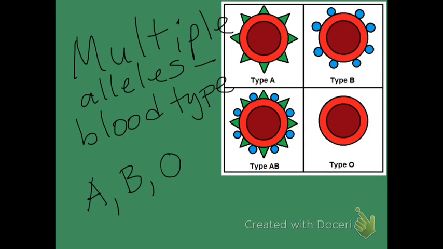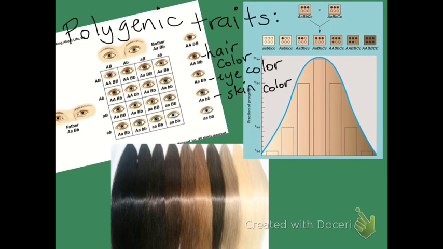An example of multiple alleles is blood type. The type of blood we have comes in 4 phenotypes: type A, type B, type AB, and type O. Polygenic traits determine hair color, eye color, and skin color. That's why we see the wide variety that we do in humans.